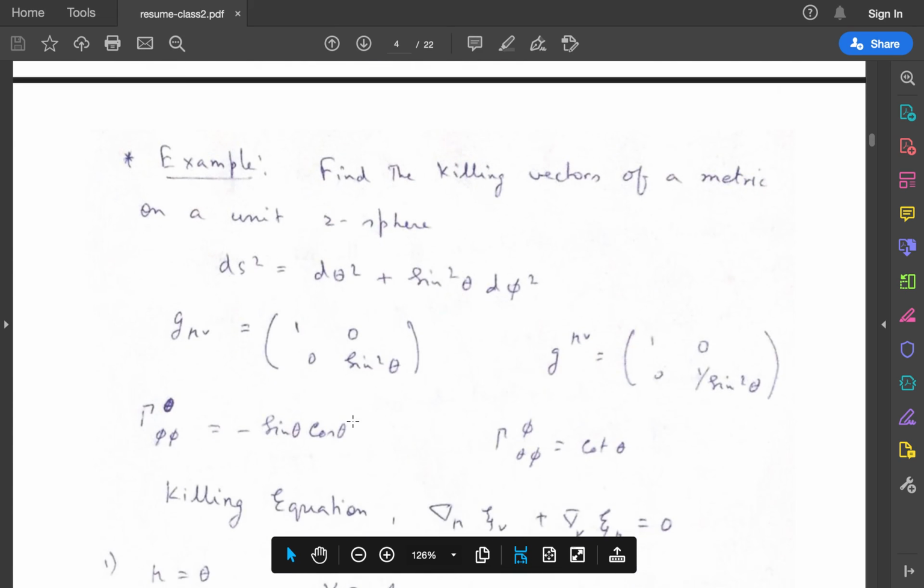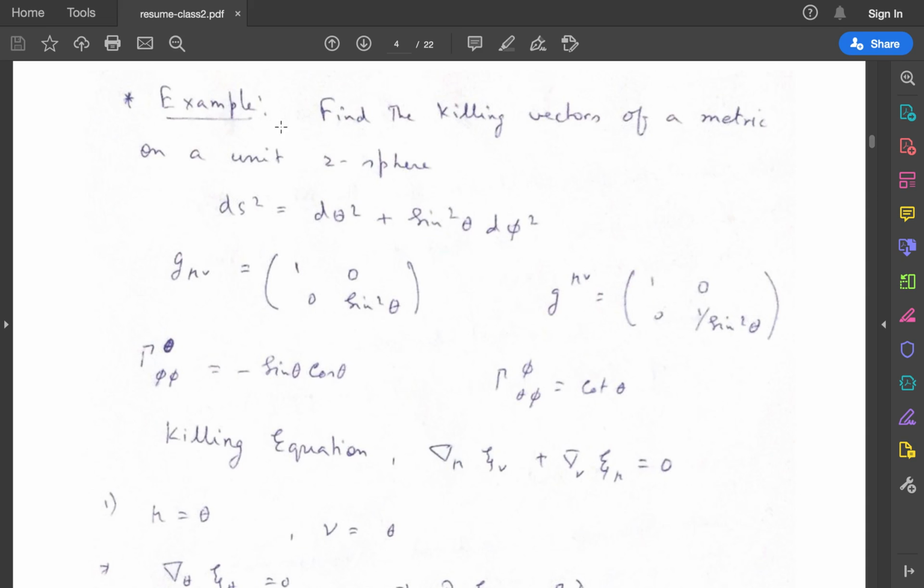Okay, let us see an example. Unless and until we do an example, we will not appreciate it. So let us find the Killing vector of a metric on a unit 2 sphere. What is the unit 2 sphere? Unit 2 sphere, it is a metric on a sphere of radius unity. So the line element is given by d theta square plus sine square theta d phi square.